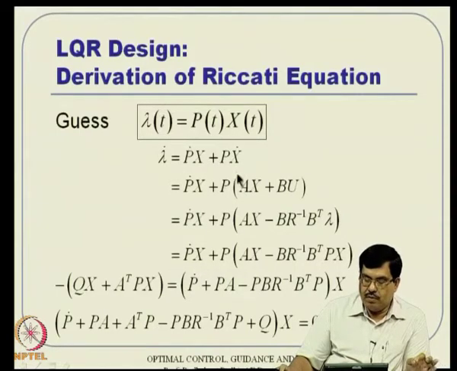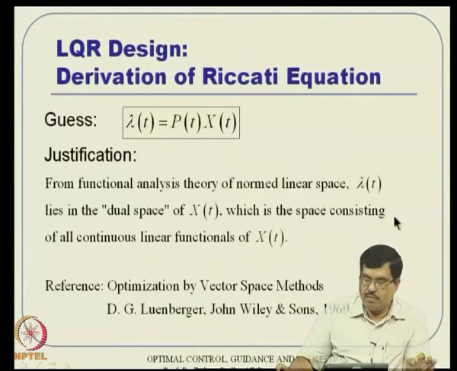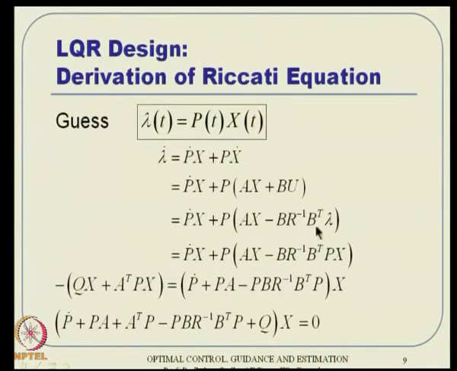But x dot, we know that it is nothing but the state equation. So, we put A x plus B u, that is the state equation. U we just derived: u is nothing but R inverse B transpose lambda. So, we will put that here, R inverse B transpose lambda, and lambda again we know it is nothing but P times x. So, we will put P times x here.